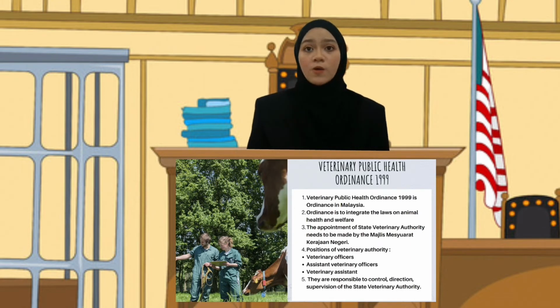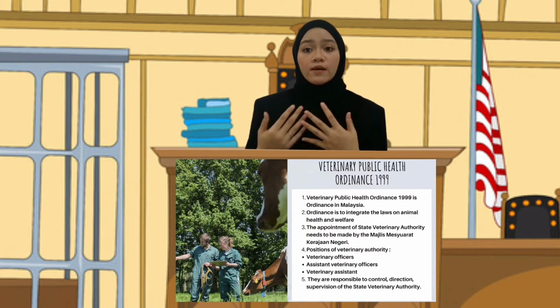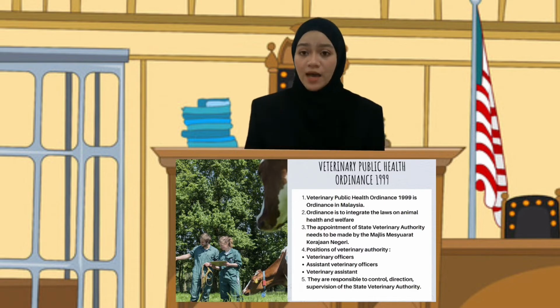Okay, so next we will continue with the Veterinary Public Health Ordinance 1999. The purpose of the ordinance in Malaysia is to integrate the laws on animal health and welfare in order to promote veterinary public health according to the law. However, the appointment of the state veterinary authority needs to be made by Majlis Mesyuarat Kerajaan Negeri so that the authority is able to perform and carry out their duties assigned under the Veterinary Public Health Ordinance 1999.